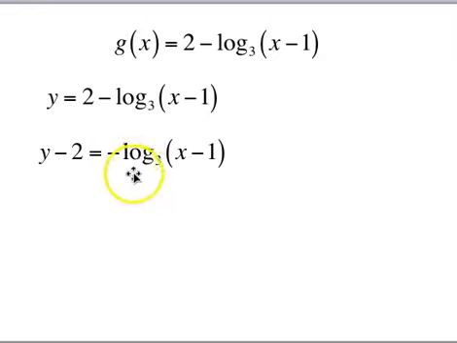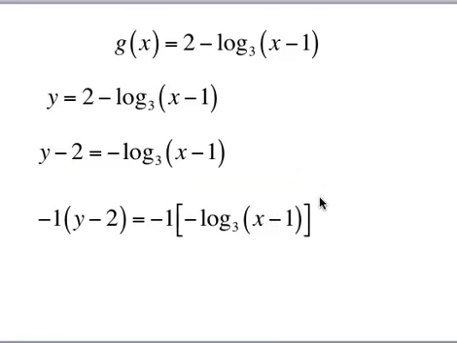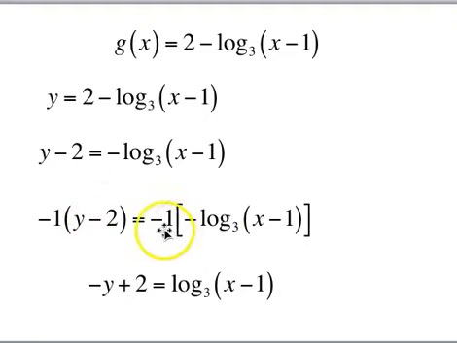I'd like to have the log base 3 to be positive, so I'll multiply both sides by negative 1. So negative 1 times y minus 2 is negative 1 times negative log base 3 of x minus 1. Of course, on the left, distribute the negative 1. Negative y plus 2 equals negative 1 times negative 1, positive log base 3 of x minus 1.